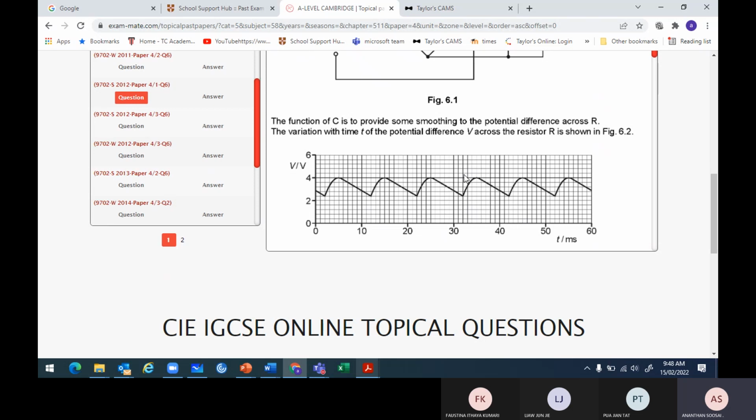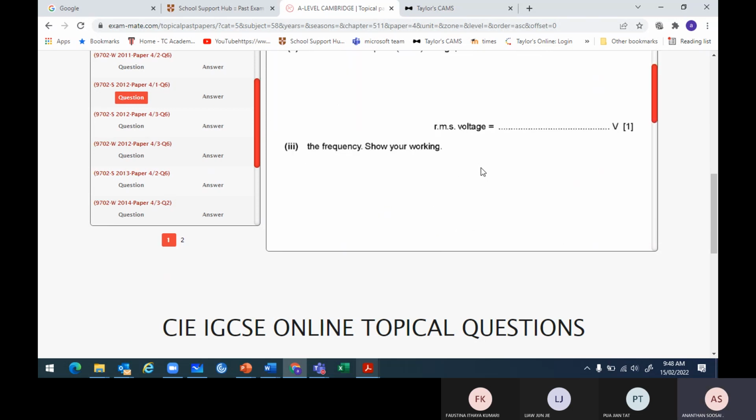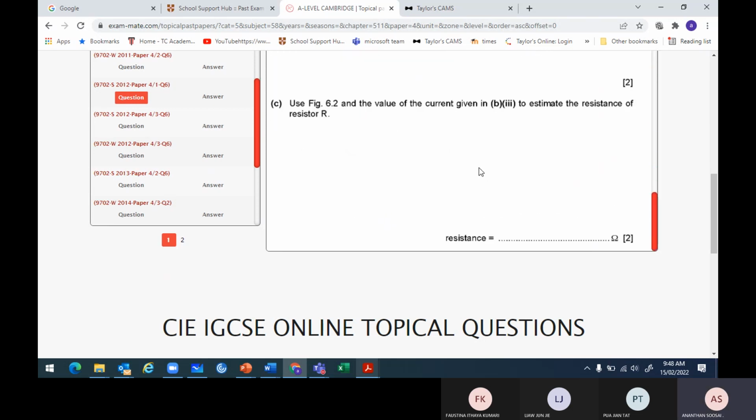Which V do you use? V equals IR, right? Which V do you think is suitable for this? RMS, right? V RMS equals I times R, where I is the average current. Okay, so V RMS. They estimate the resistance of the resistor. Yeah, V RMS.